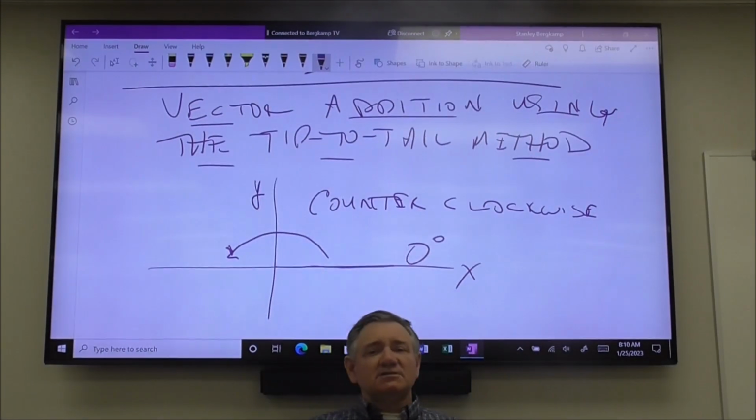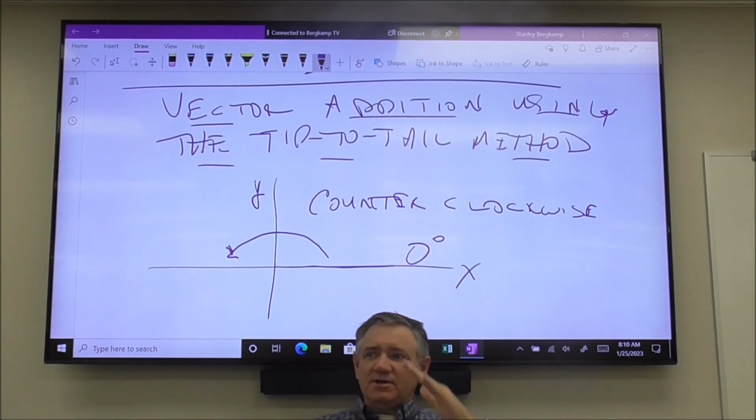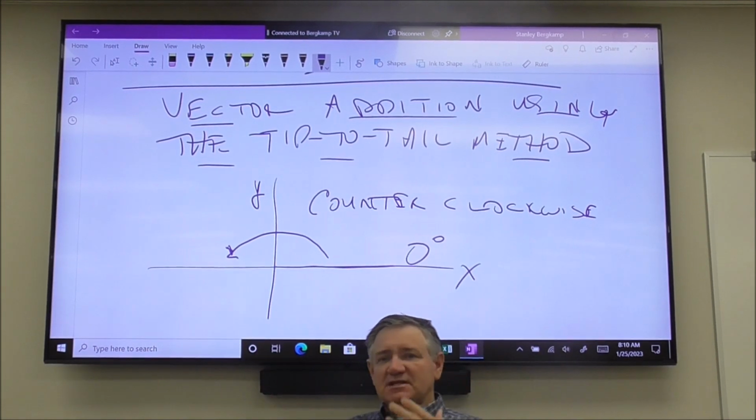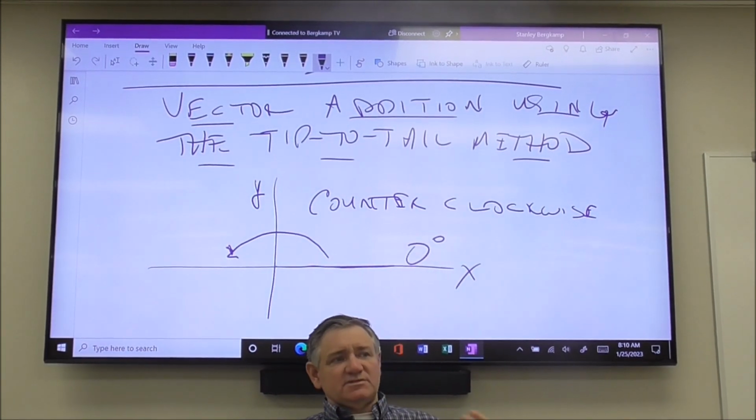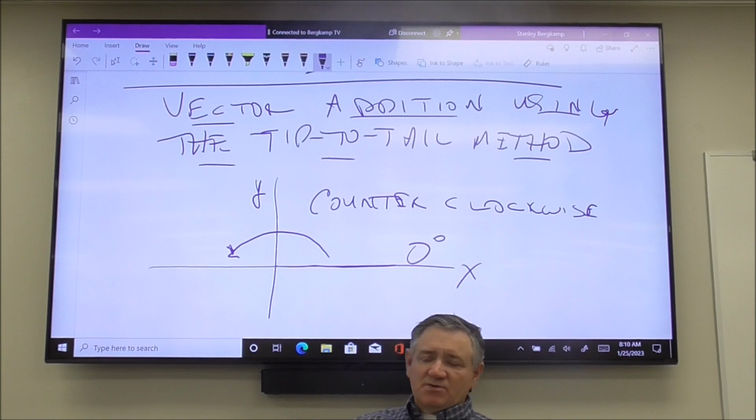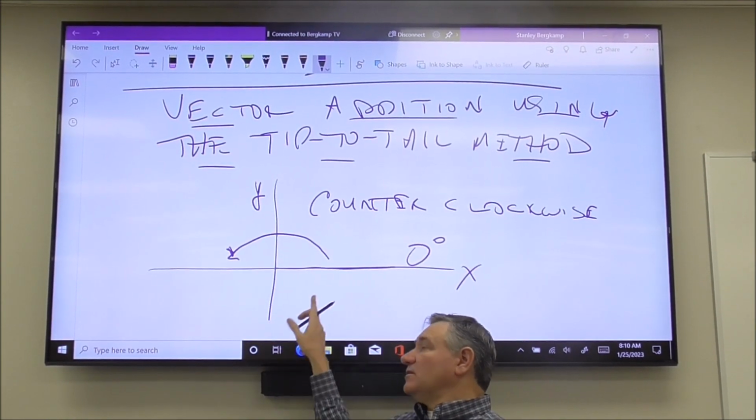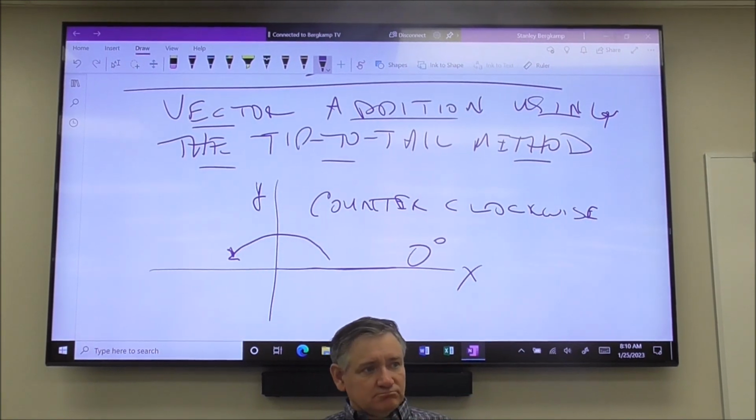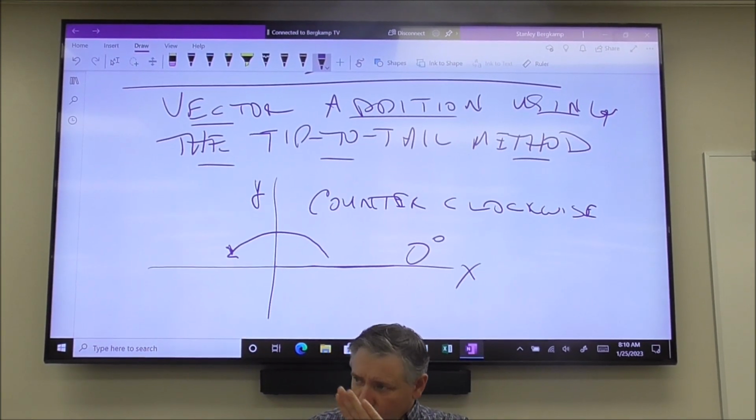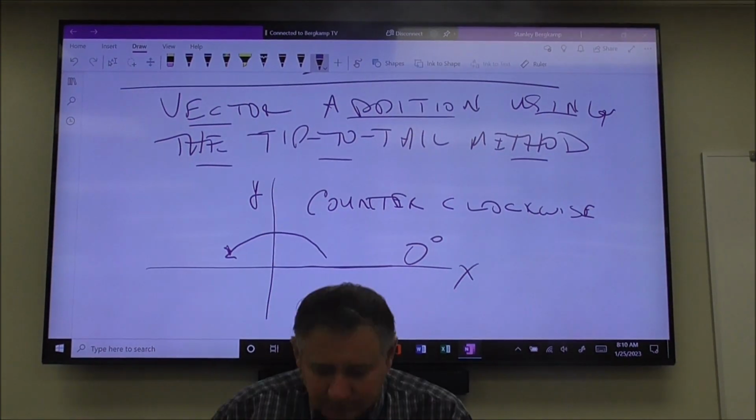So the magnitude is going to be determined by the length. Is it 5 centimeters? Is it 7 newtons? Is it 5 meters per second squared? Whatever that vector quantity is. And then the angle is going to tell us which direction it's going to point. Okay, got that. Cool.